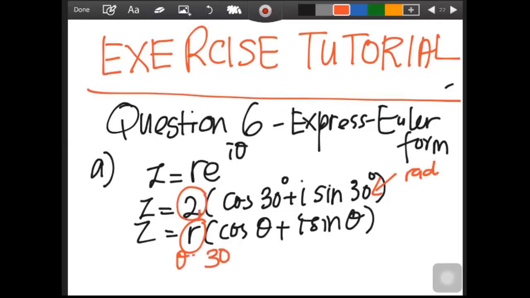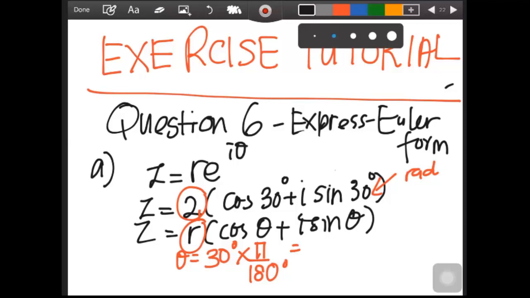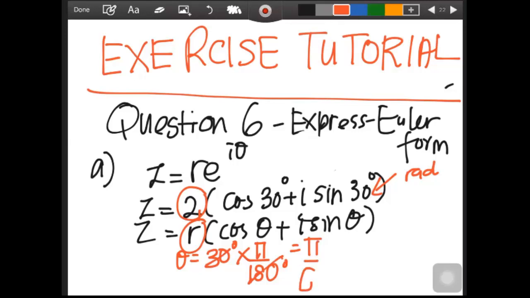So 30 darab dengan pi divide by 180. Kalau you nak darab dengan 2 pi over 360 pun boleh. Sama je. Okay, so dapatlah pi over berapa? Pi over 6. Okay, so bolehlah kita tukarkan dalam bentuk i theta.